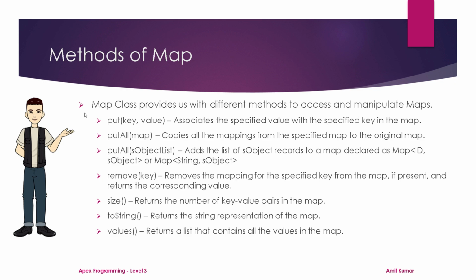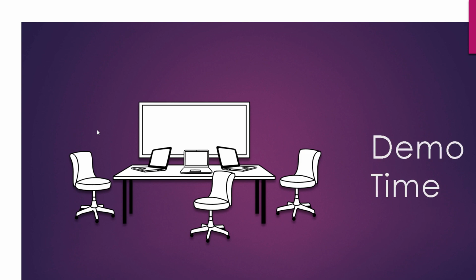Remove method, which accepts a key as parameter, removes the mapping for the specified key from the map if present and returns the corresponding value. Size method returns the number of key value pairs in the map. toString method returns the string representation of the map, and values method returns a list that contains all the values in the map. So that's pretty much of the talk, and now it's time to see the things practically.